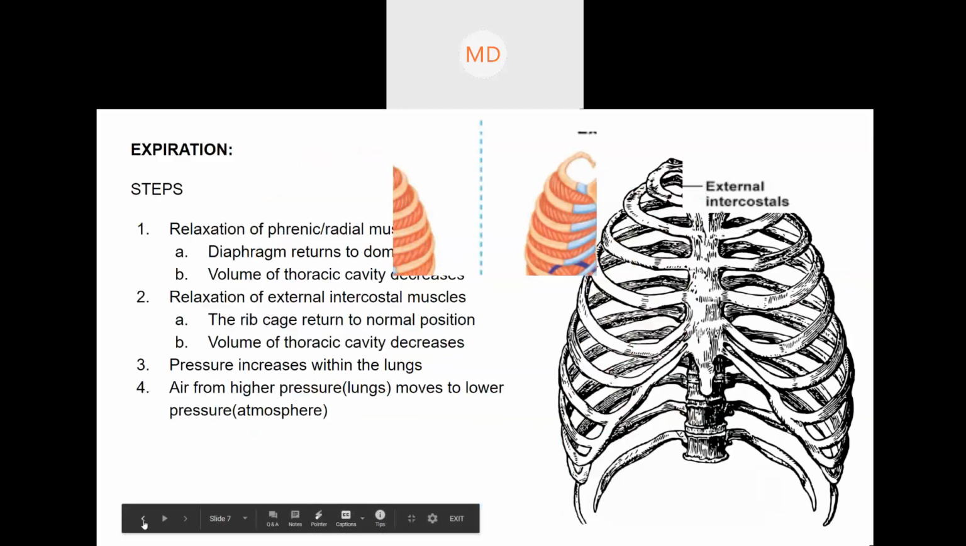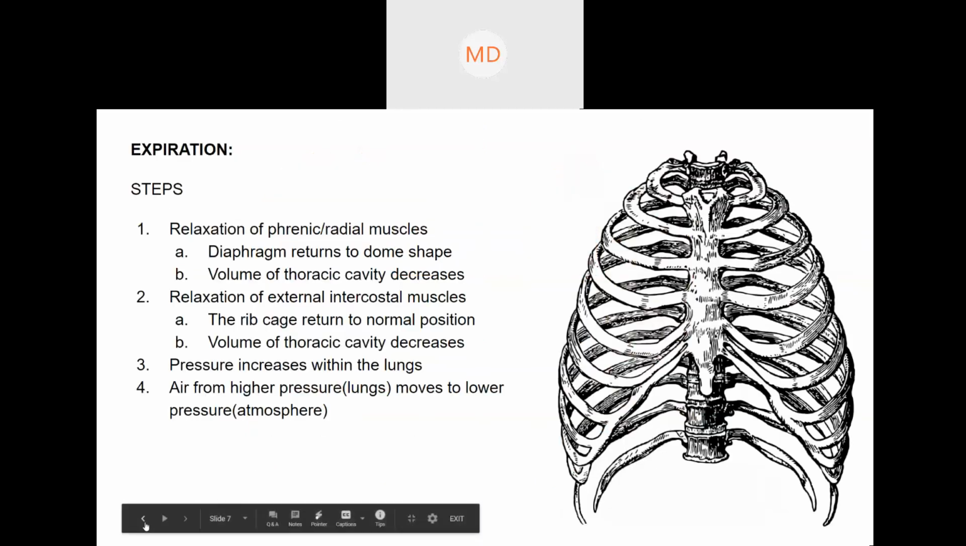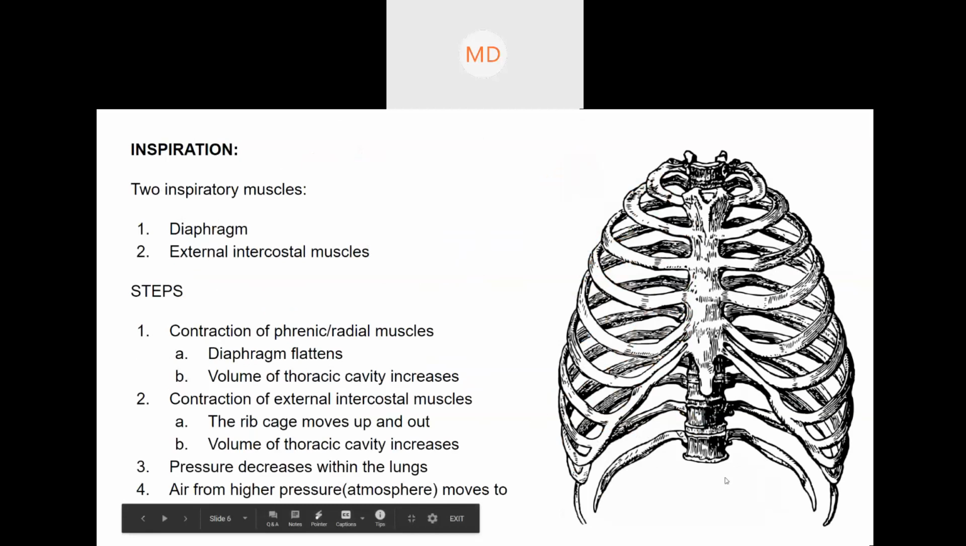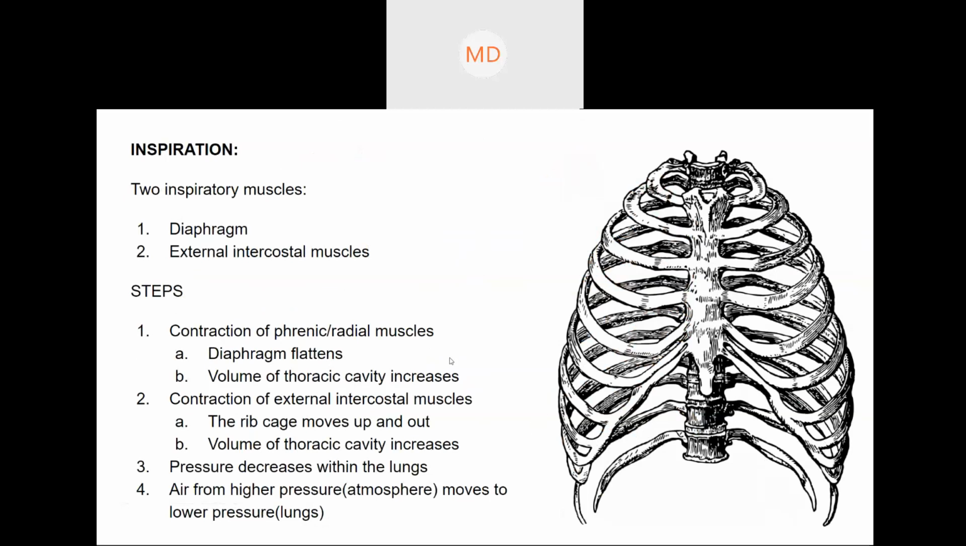Okay, it will increase. Next, what will happen? The external intercostal muscles found in between the ribs will contract. First the phrenic muscles will contract. What will happen when the phrenic muscles contract? The diaphragm will be flattened. Diaphragm will become flat. It was earlier dome shaped.